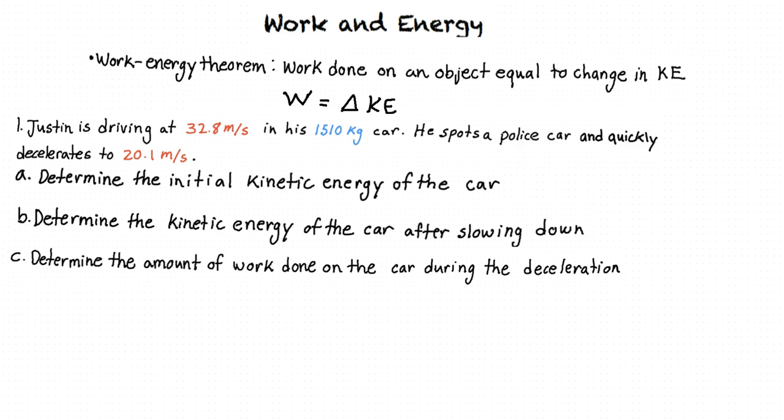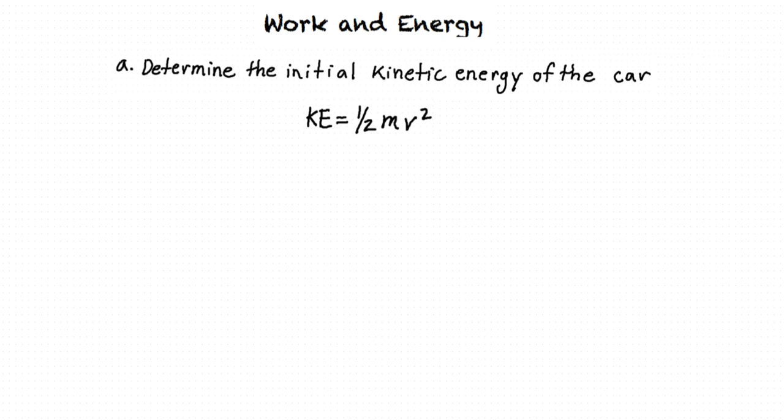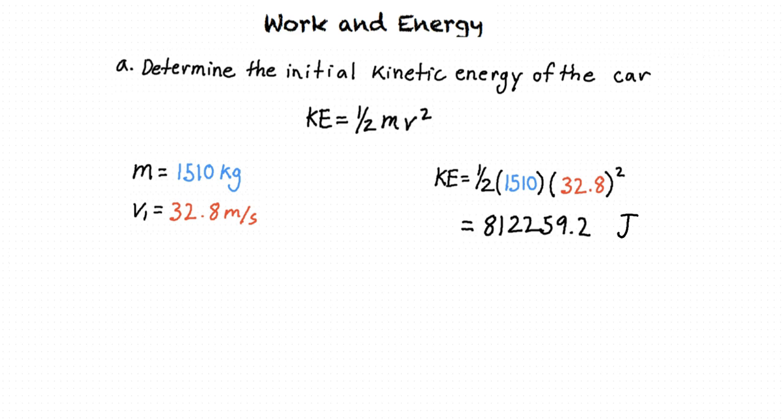In this problem, Justin is driving down a road at 32.8 meters per second in his 1,510 kilogram car. He spots a police car with a radar gun and quickly slows down to 20.1 meters per second. We are asked to determine the initial kinetic energy of the car, the final kinetic energy of the car, and the amount of work done on the car during the deceleration. For the first part of the problem, we will be using the formula for kinetic energy that we defined earlier. KE equals 1/2 mv squared. We will use the mass of the car given in the problem and the car's initial velocity to calculate the kinetic energy.